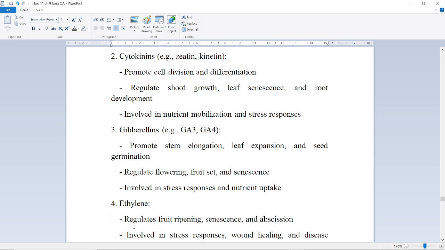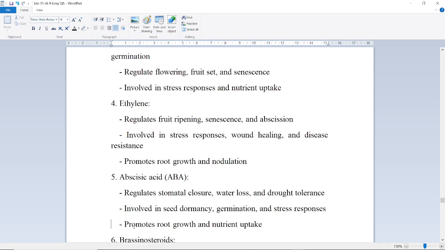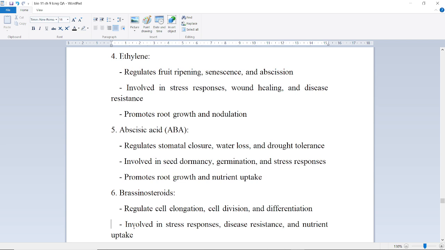Next are gibberellins, promote stem elongation, leaf expansion, and seed germination, regulate flowering, fruit set, and senescence, involved in stress responses and nutrient uptake. Next is ethylene. It regulates fruit ripening, senescence, and abscission, involved in stress responses, wound healing, and disease resistance, promotes root growth and nodulation. Abscisic acid regulates stomatal closure, water loss, and drought tolerance, involved in seed dormancy, germination, and stress responses, promotes root growth and nutrient uptake.